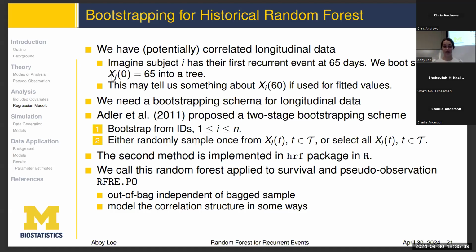When we apply this random forest to survival data and pseudo observations, I'm just going to call it RF-RE.PO. It's really nice because our out of bag samples for our trees are still independent of our bagged samples in our trees. And having all of the observations within a person in a bagged sample helps capture this correlation. If your covariates at baseline looked like this, but then 60 days pass, now maybe you have a much lower chance of being recurrent event-free greater than tau.